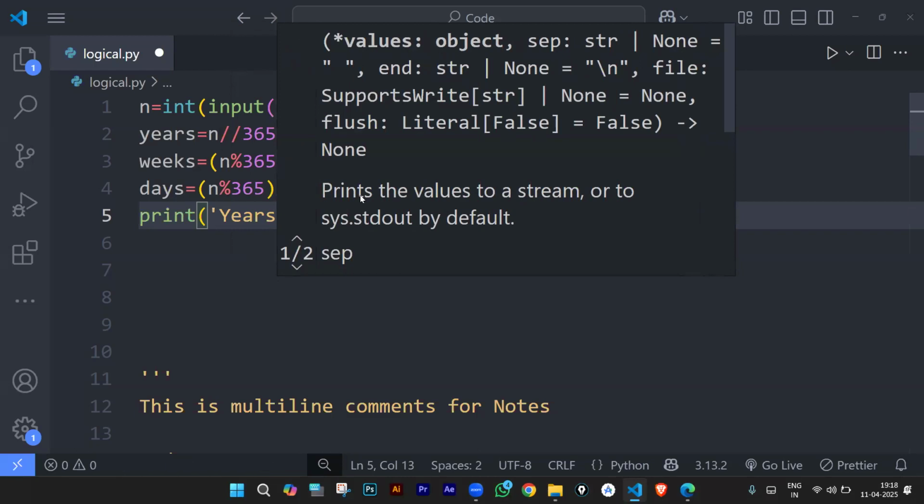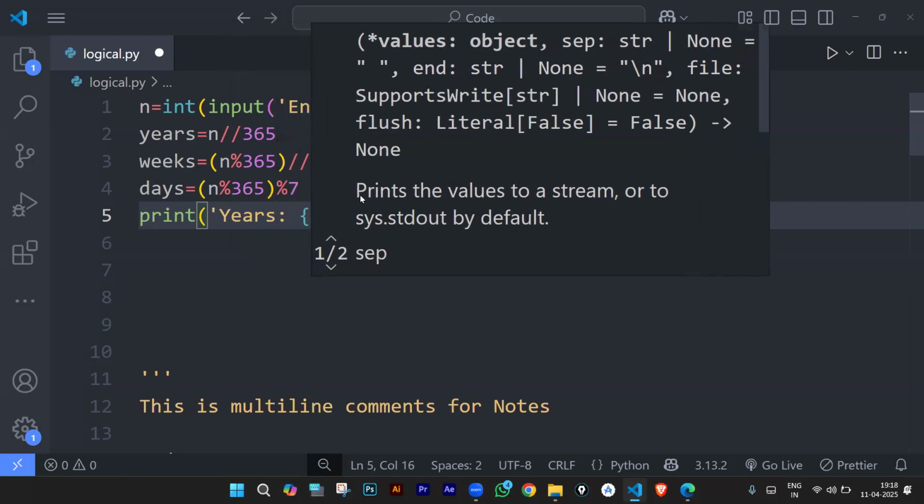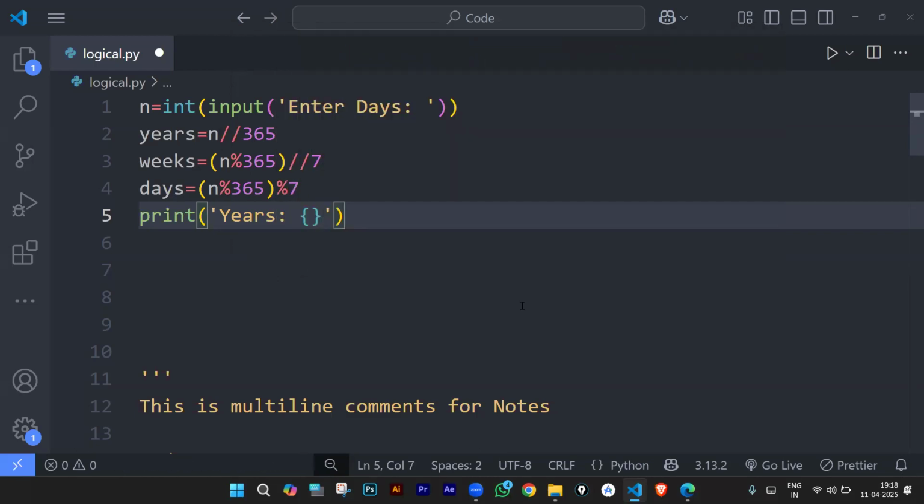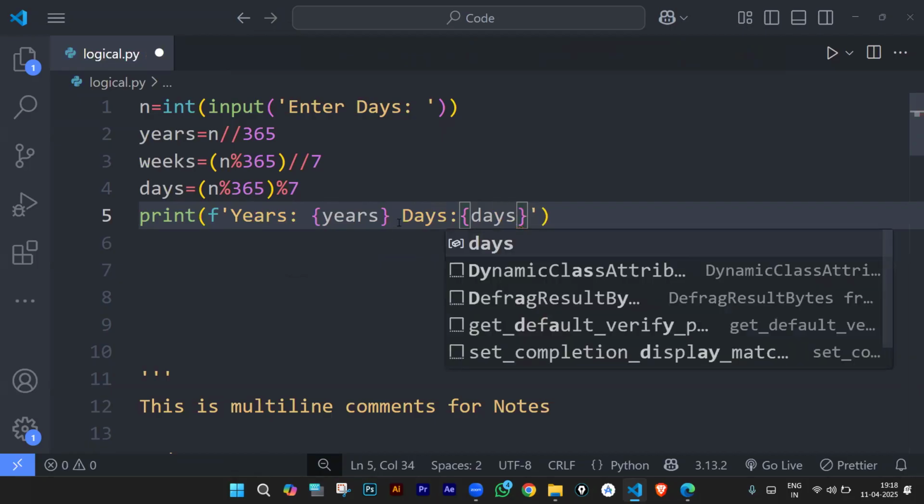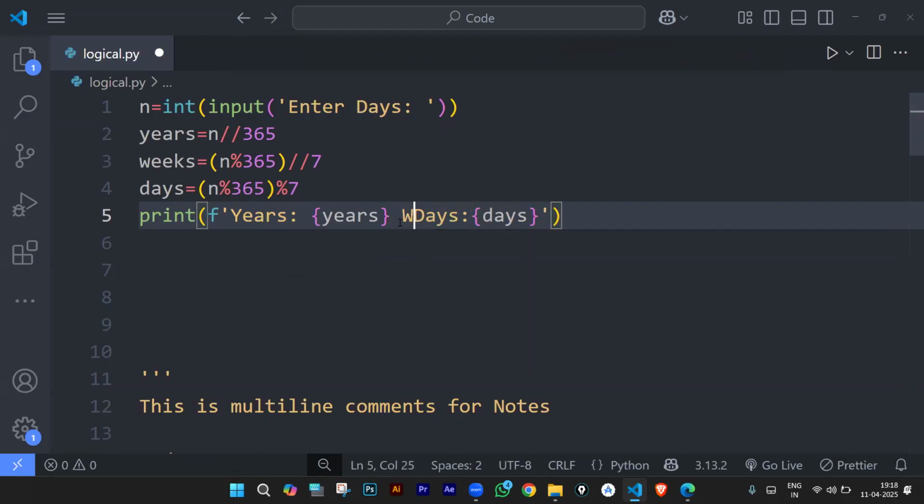So I'll go with years column. Okay, so let us use an F string. So write F. Wherever you have these curly braces, directly write the variable name inside of it. Days. Here we'll write days. I forgot weeks, I guess. Weeks. Okay, so let's keep weeks. Done.